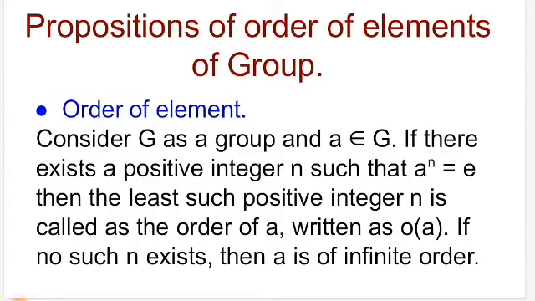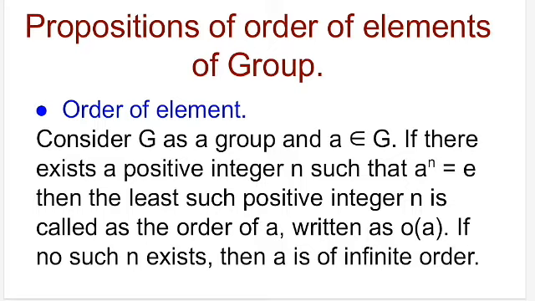In today's lecture, we will talk about propositions of order of elements of a group. First of all, we will see the definition for order of an element. We have seen this before, but we will just overlook it. If we consider any group G and some element A from that group, and if there exists a positive integer n such that A raised to n is E, then the least such positive integer n is called the order of A, which is written as o of A. If no such n exists, then A is of infinite order.